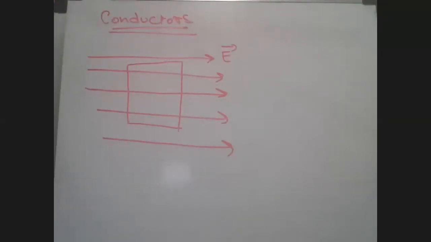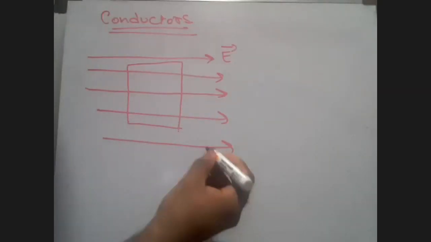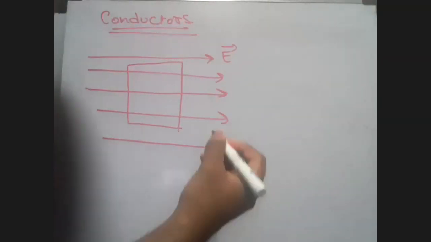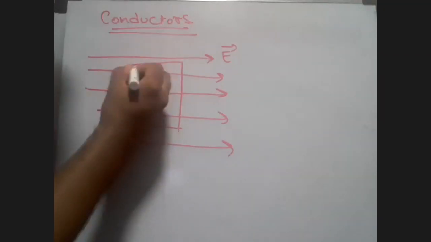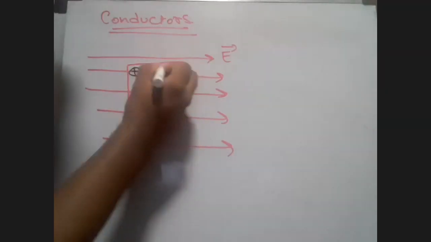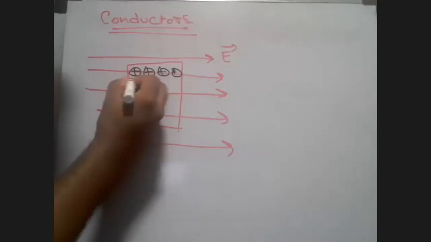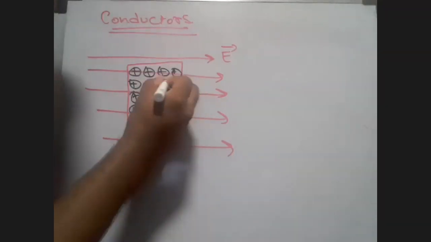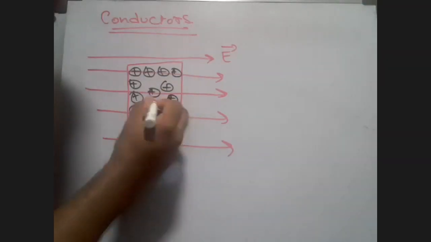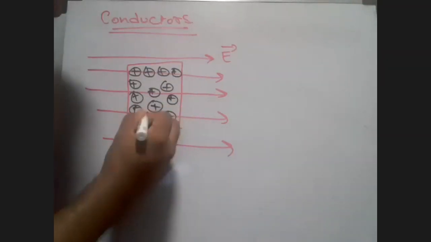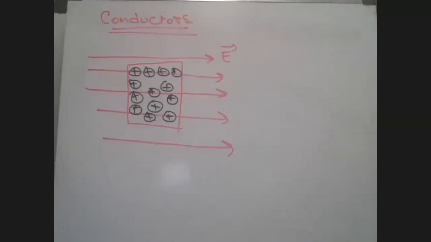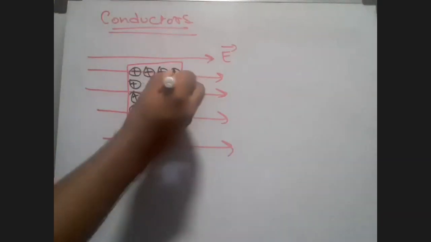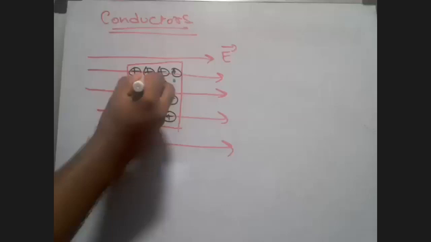You can look at it in this way: conductors basically have positive ions all over them, and these are non-movable. They cannot move. But of course, positive ions also have electrons, so I will say there are electrons here.